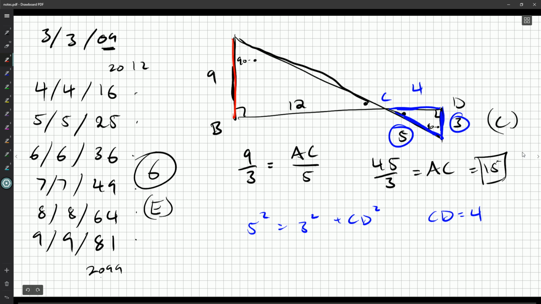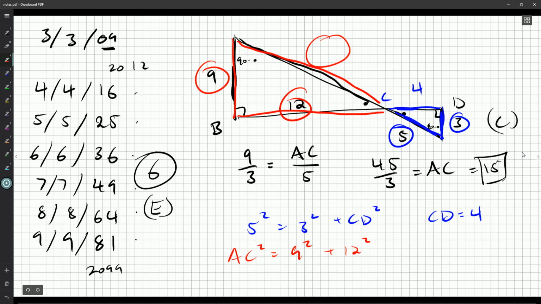But look, we've got another right angle triangle. And so 12 squared plus 9 squared is AC squared. And if you need to, get your calculator out. 9 squared, 81. 12 squared, 144. Add those up, you get 225. You'll find AC, once again, is 15.